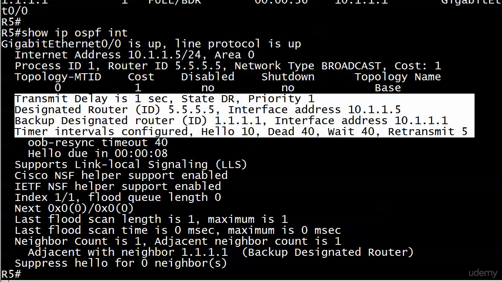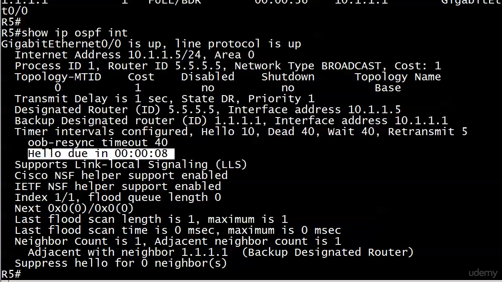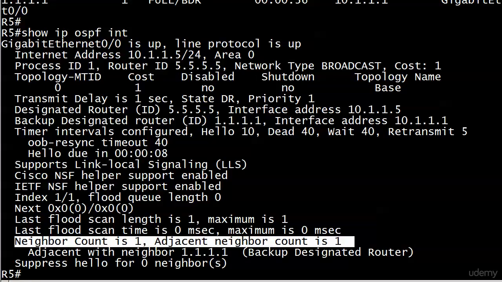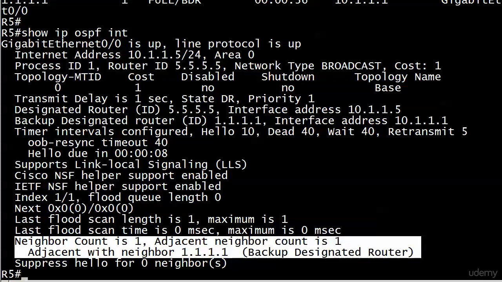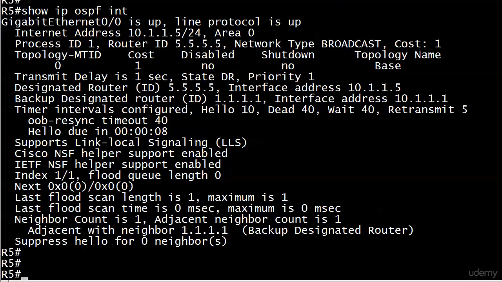So a lot of good information here. Here's how long before the next hello is due. And at the very bottom, neighbor count is 1, adjacent neighbor count is 1, even tells you who the neighbor is, and then finally, if that router has a role, either as the DR or the BDR, it's going to tell you what it is right there. A lot of good stuff there, and that's a good command to recognize. If I showed you the output of that, you should be able to say, okay, that's show ip ospf interface GigabitEthernet 0/0. Now let's just run plain old show ip ospf.